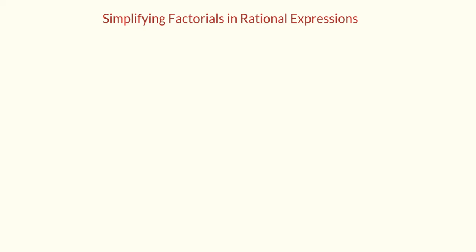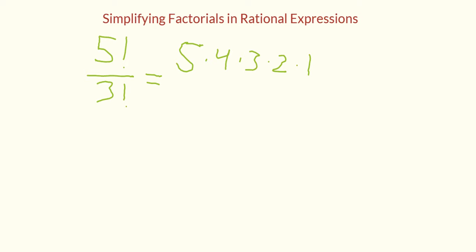Looking at factorials in rational expressions, we'll go ahead and start by looking at some numerical examples. We'll take a look at 5 factorial over 3 factorial. This might look daunting because we have two factorials in the same problem, but remembering what our definition of a factorial is, 5 factorial is just the product of 5 times 4 times 3 times 2 times 1. All of the integers from 1 up to 5. And then the denominator will just be 3 factorial, which would be 3 times 2 times 1.